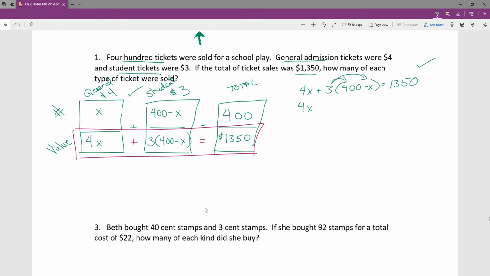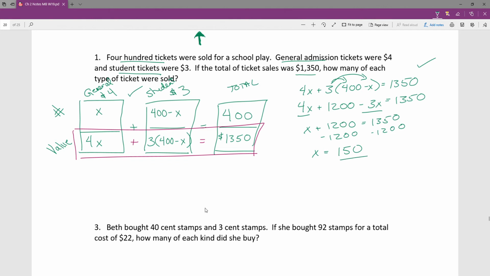I distribute the 3 all the way. And now I can collect up those like terms. I get x plus 1200 equaling 1350. Subtract 1200 from both sides, and I'm going to get that x equals 150.